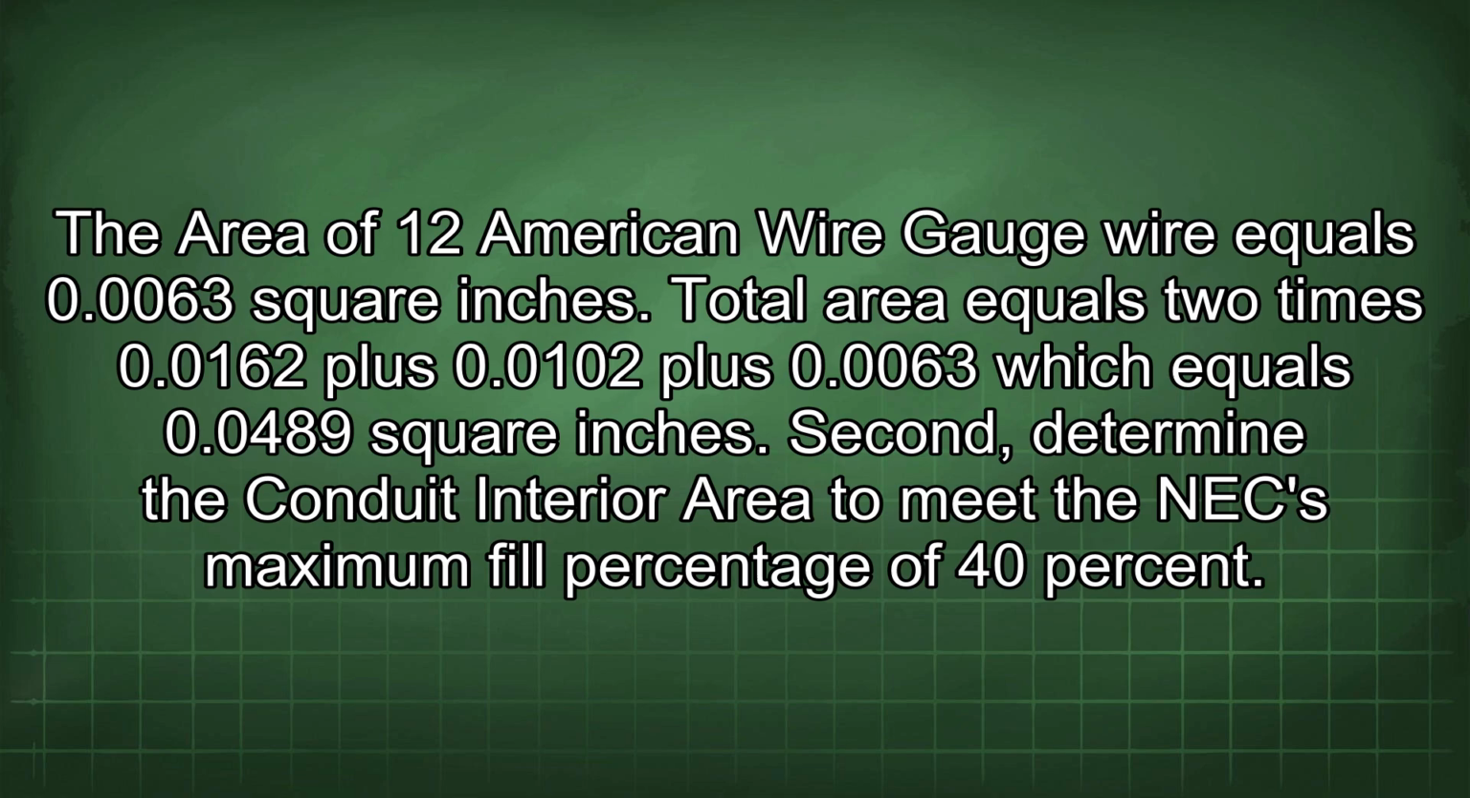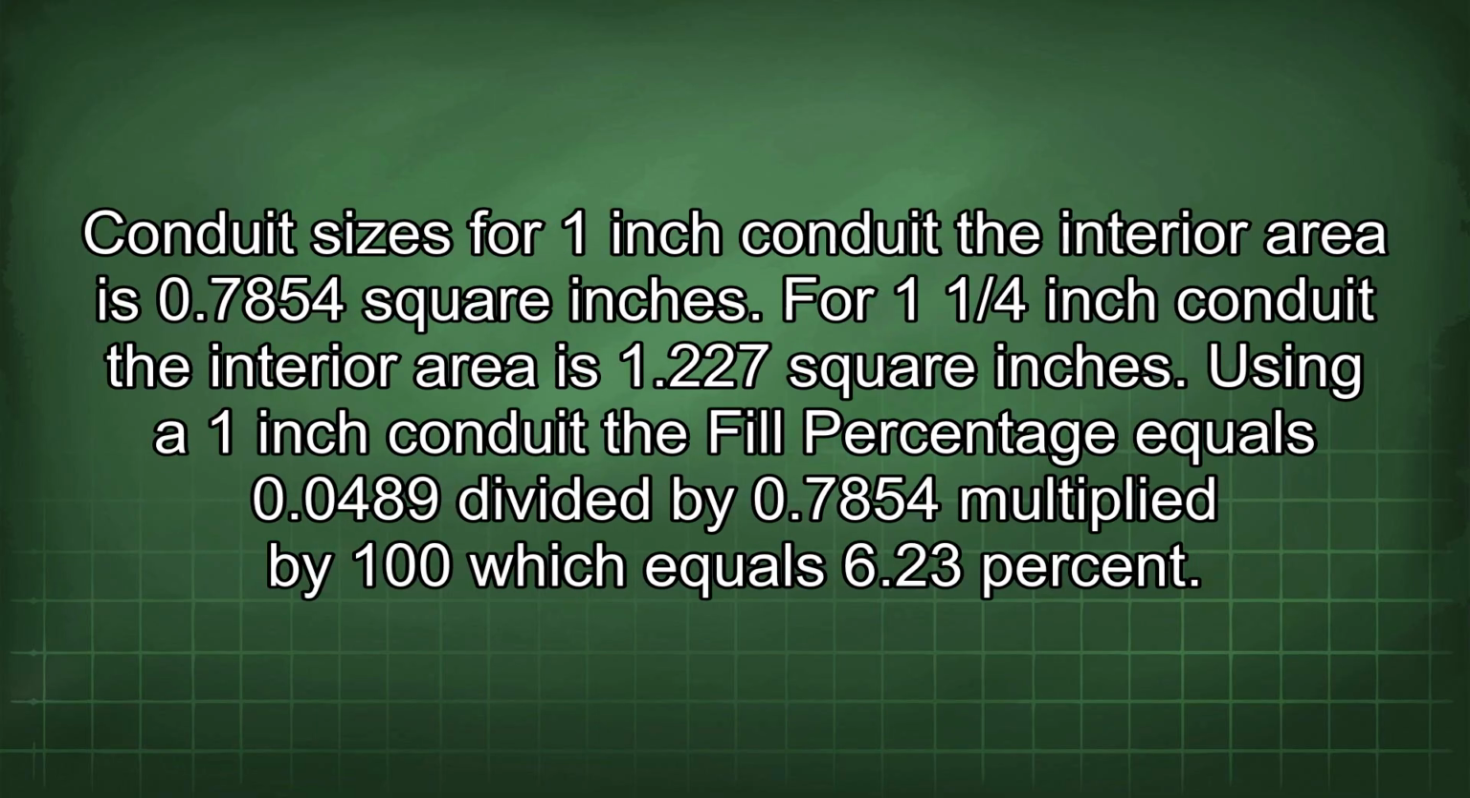Second, determine the conduit interior area to meet the NEC maximum fill percentage of 40%. Conduit sizes for a 1-inch conduit. The interior area is 0.7854 square inches. For 1/4-inch conduit, the interior area is 1.227 square inches.